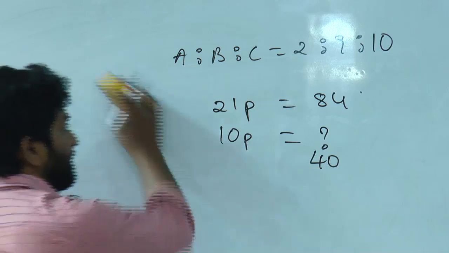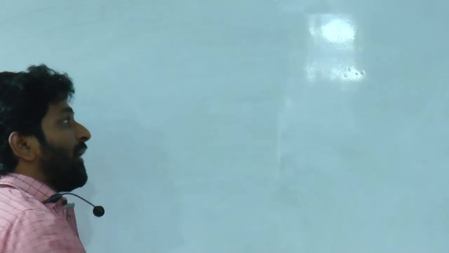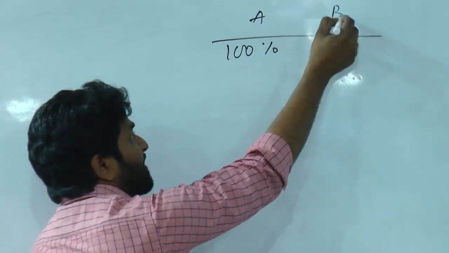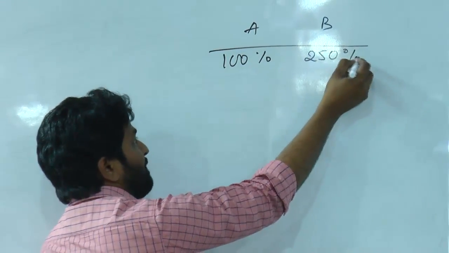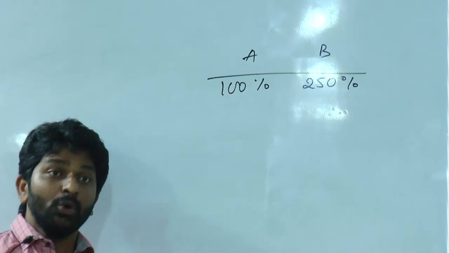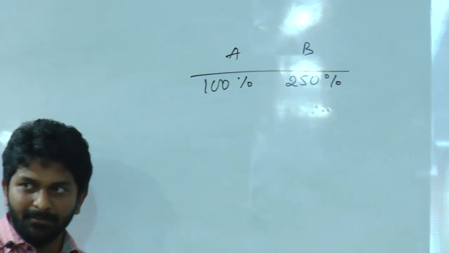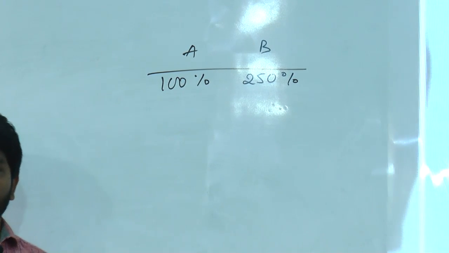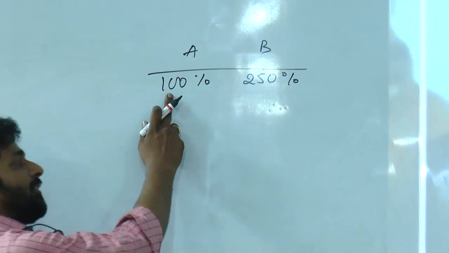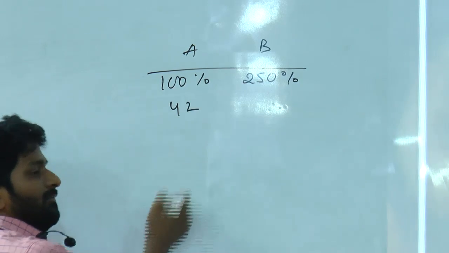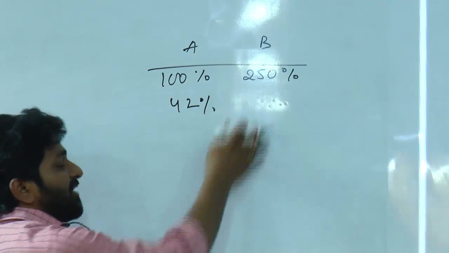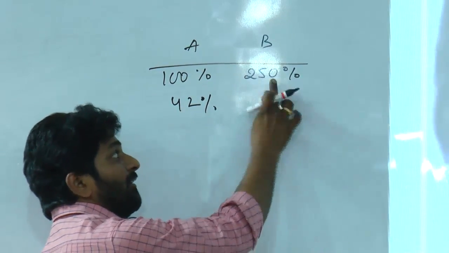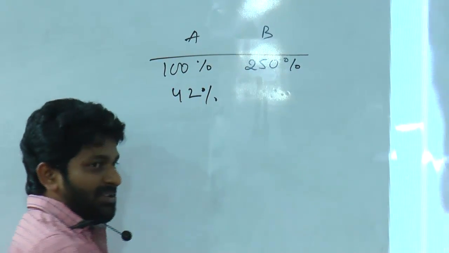Let's say we have invested 100% in scheme A and in scheme B 250%, because investment in scheme B is 2.5 times the investment in scheme A. Are you getting my point? From scheme A you are getting 42% interest. 42% of 100 is 42 only. Next, from scheme B you are getting 40% interest. 40% of principal 250 is 100.